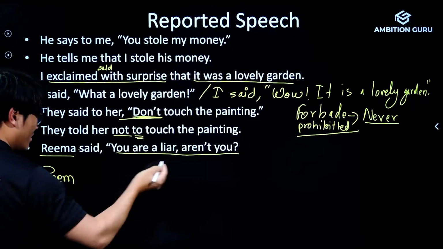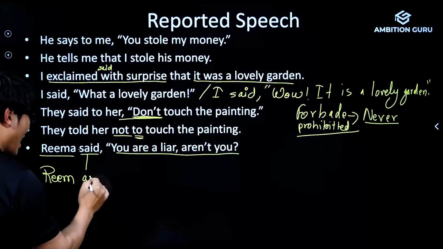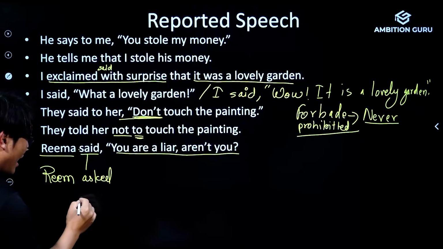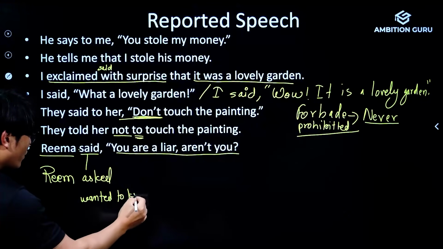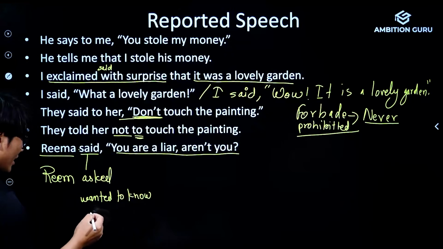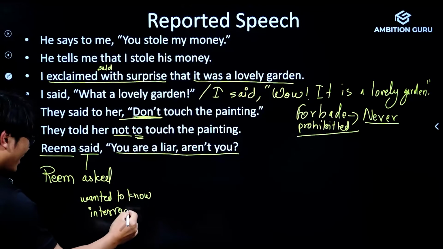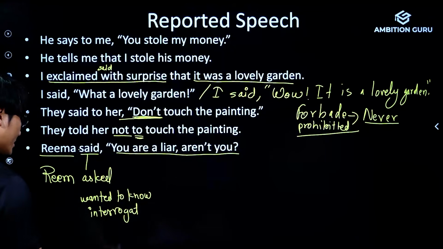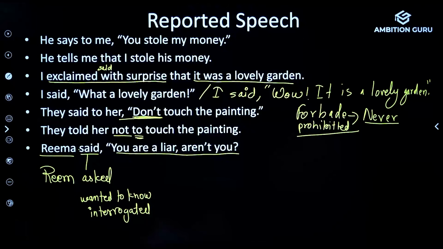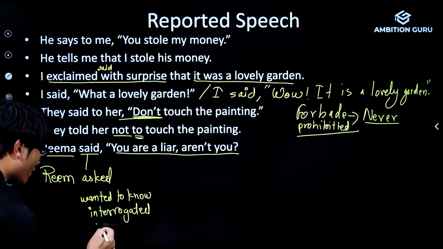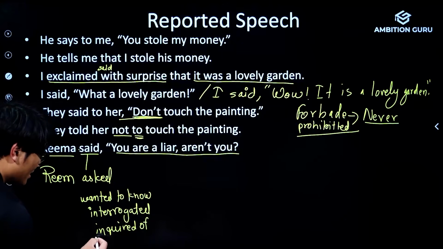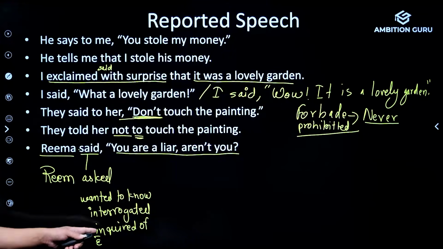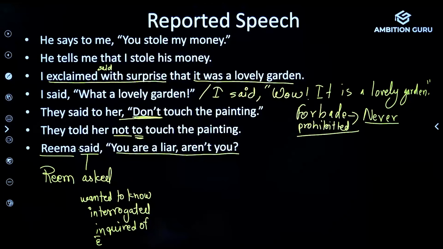Clear? And this is a tag question. This is a question. That's why said should be changed into asked, or you can even write wanted to know. Or you can write interrogated. Even this, interrogated. Clear? Or you can write inquired of. Or in the place of I, you can write he, like inquired of. There are lots of options.